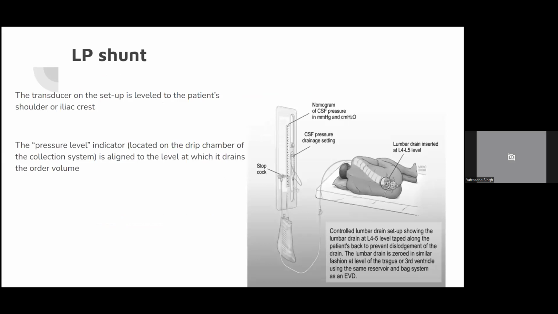The transducer on the setup is level to the patient's shoulder or iliac crest as shown in this image. The pressure level indicator is located on the drip chamber, similar to the external ventricular drainage system, and is aligned to the level at which it drains the ordered volume.